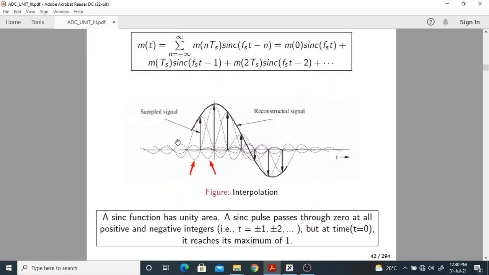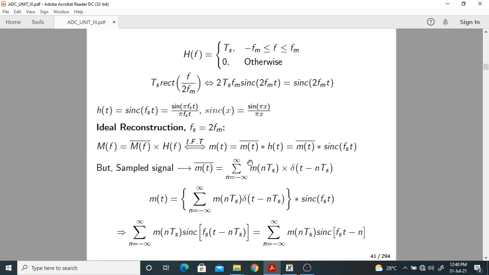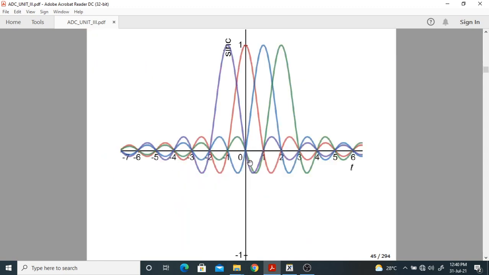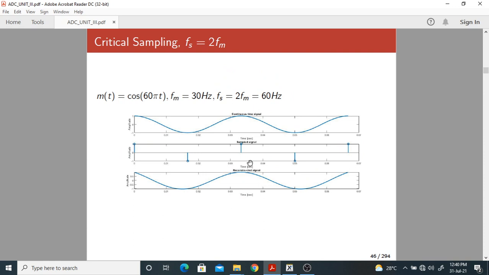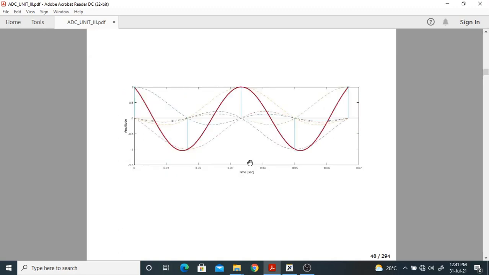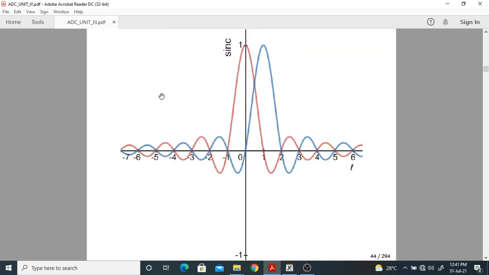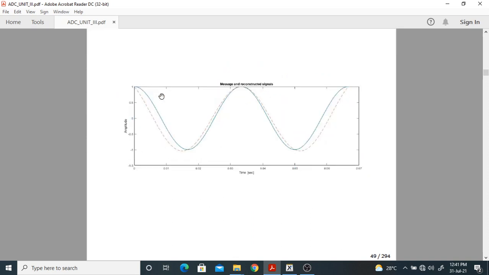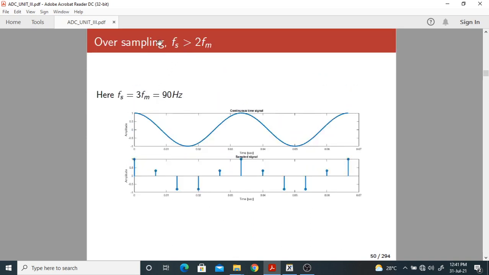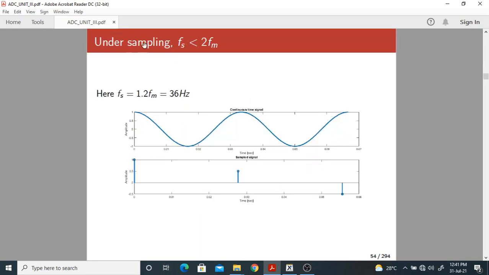Here I explained reconstruction, but you can also study it in the time domain. Because you might have studied these things already, if you are interested, you can go through them also. They are not required. Okay, one more thing. If Fs is 2Fm, it is called critical sampling. If Fs is more than 2Fm, it is called oversampling. If it is less than 2Fm, it is called undersampling.